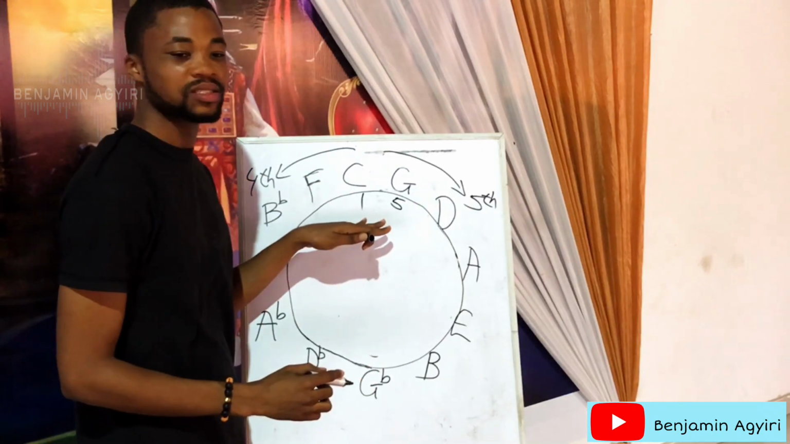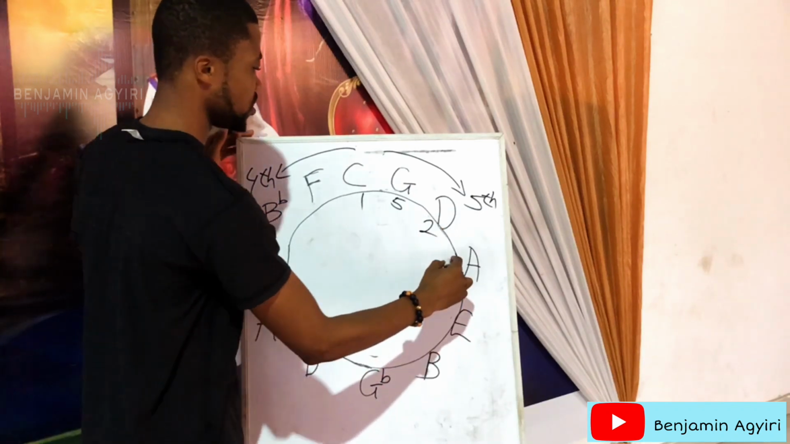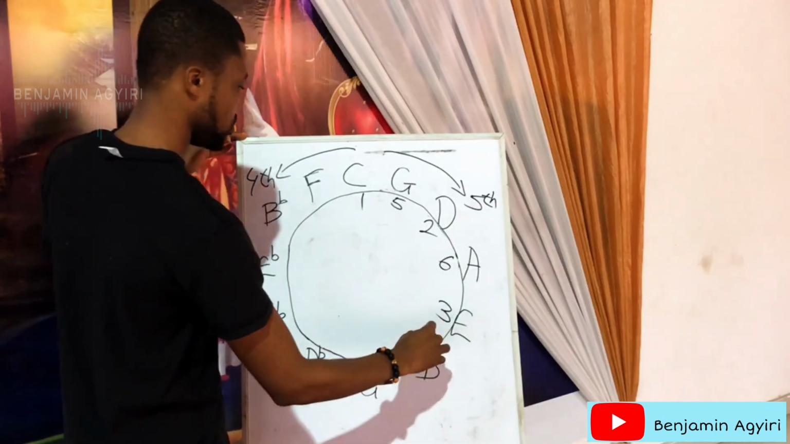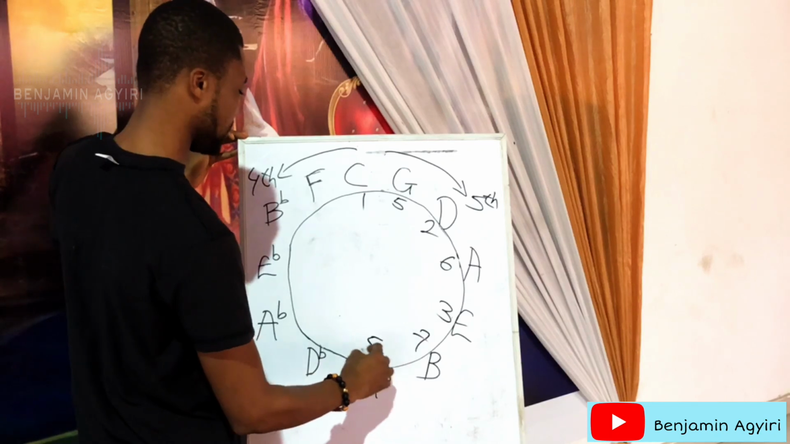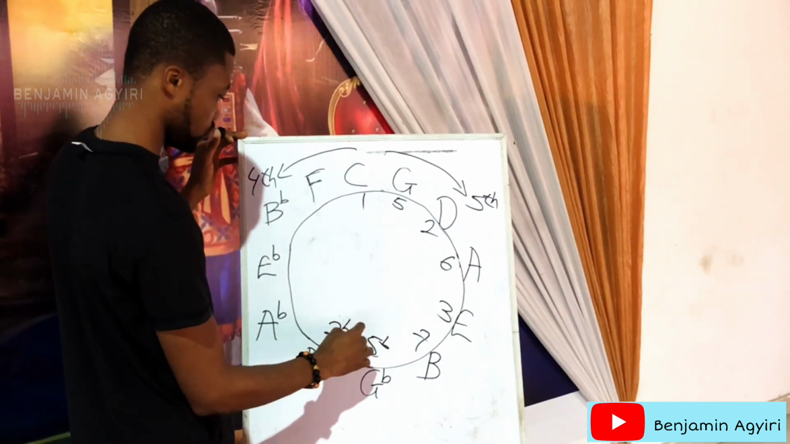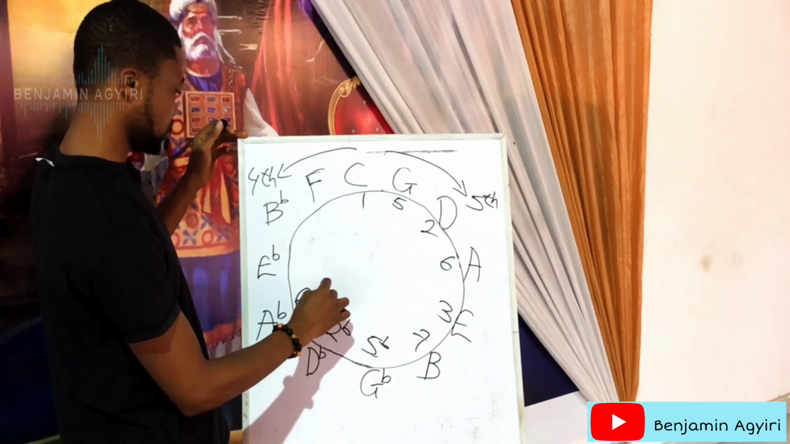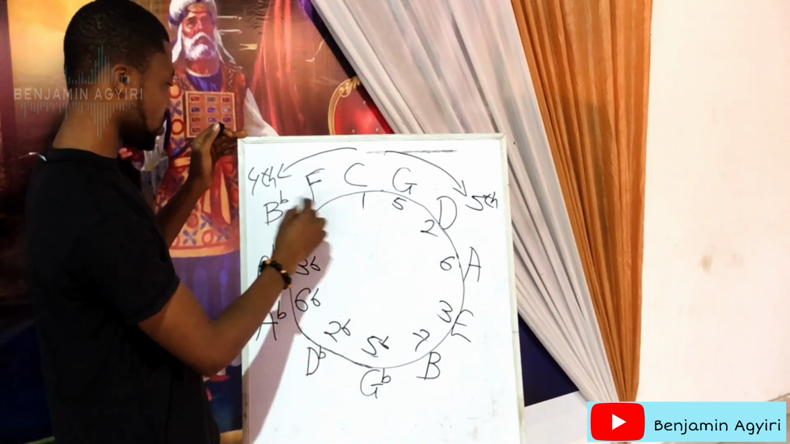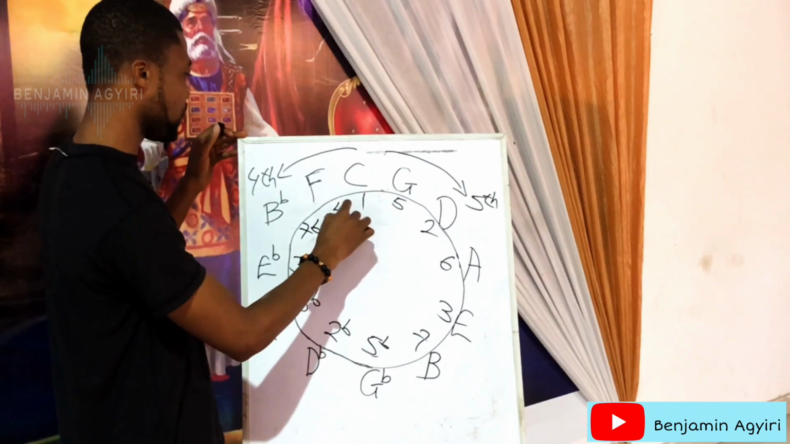These are in terms of number system or degrees. D is going to be 2, A is going to be 6, E is going to be 3, B is going to be 7, G flat, flat 5, D flat, flat 2, A flat, flat 6, E flat, flat 3, B flat, flat 7, F 4.